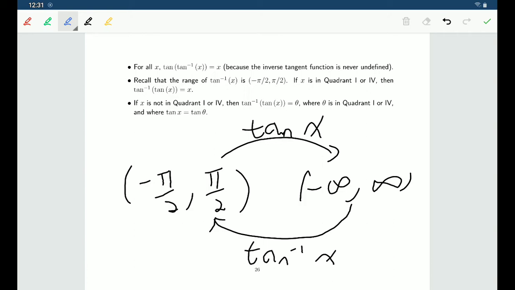We still do have the same thing that we did for sine and for cos, which is if you give an angle that's not inside this domain of negative pi over 2 to pi over 2, tangent will give you a real number, but tangent inverse won't give you your original angle back. It'll give you the equivalent angle in quadrant 1 or quadrant 4.